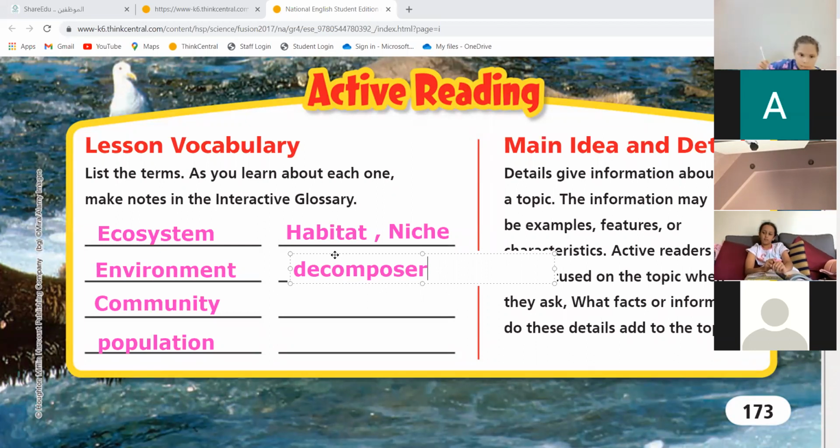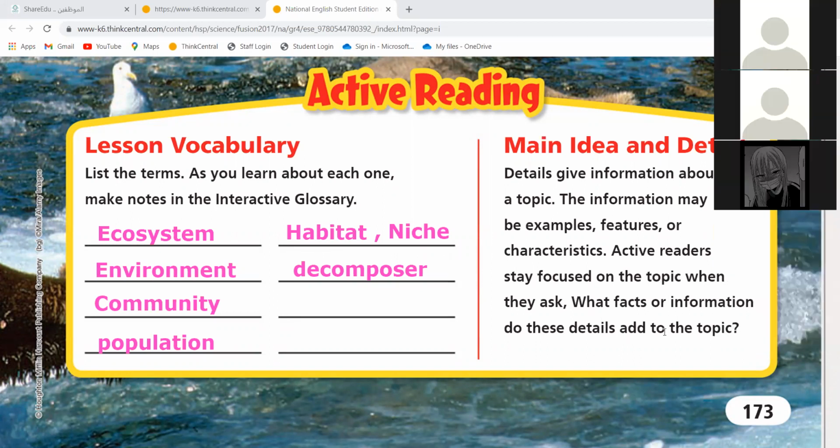Like mold around the strawberries? Yes, that's right. That's correct. Like mold, bacteria, and what else? Like fungi. Very good. Okay, Habibi. A decomposer is one group. We still have two more groups. Where is Fatima? I want Fatima. Fatuma, is your mic on? Yes.